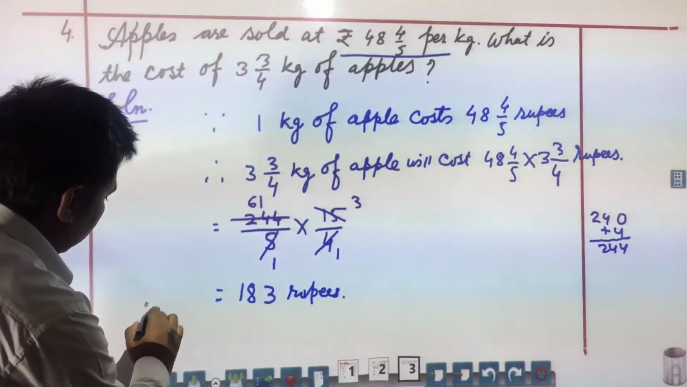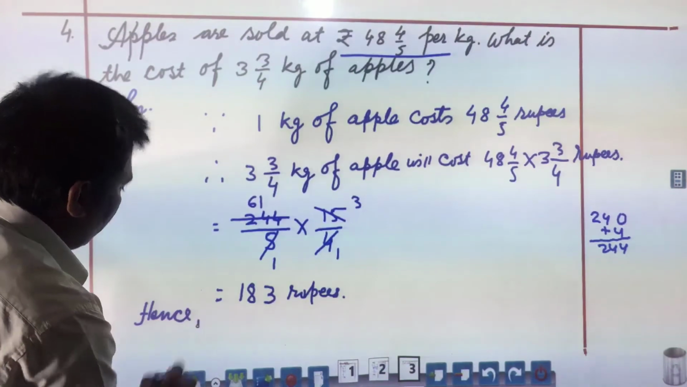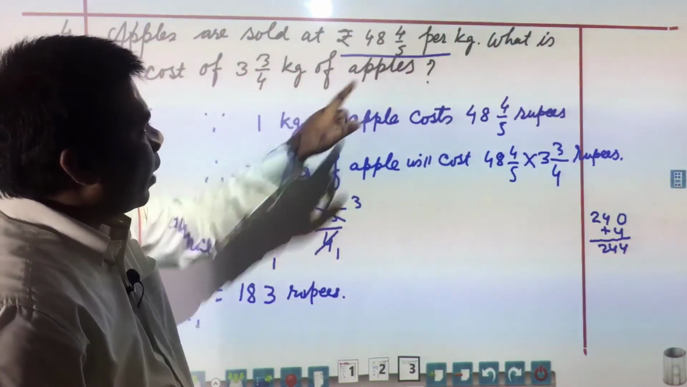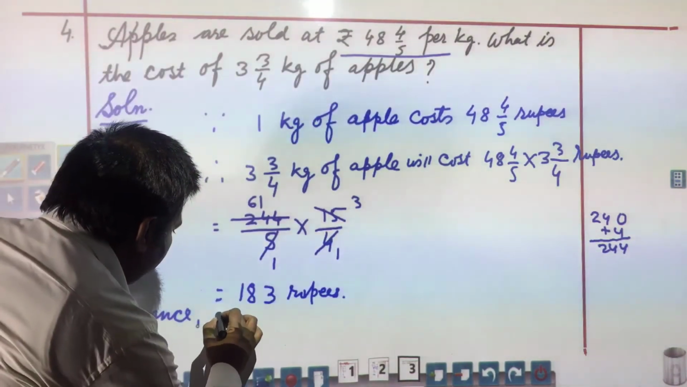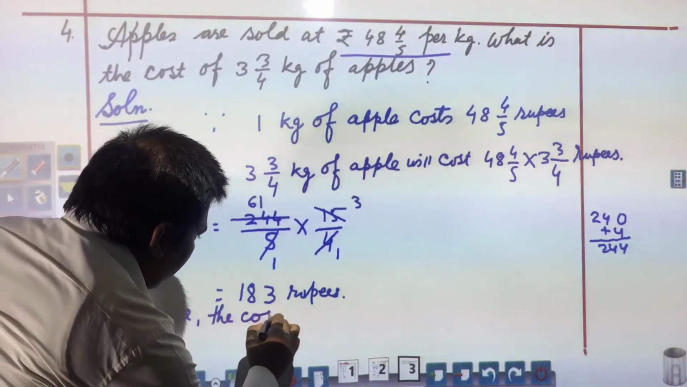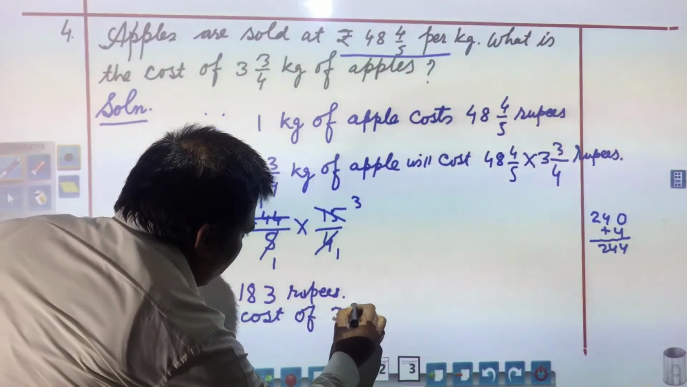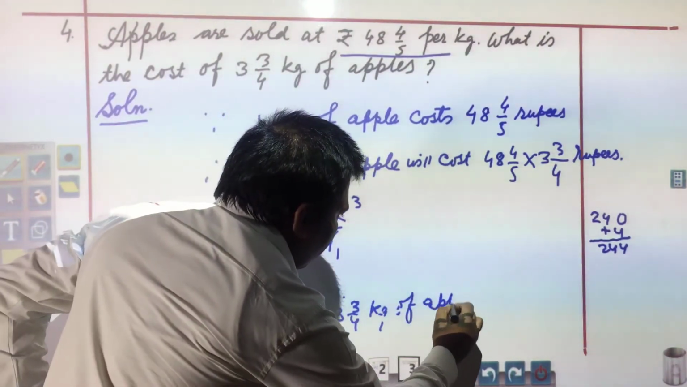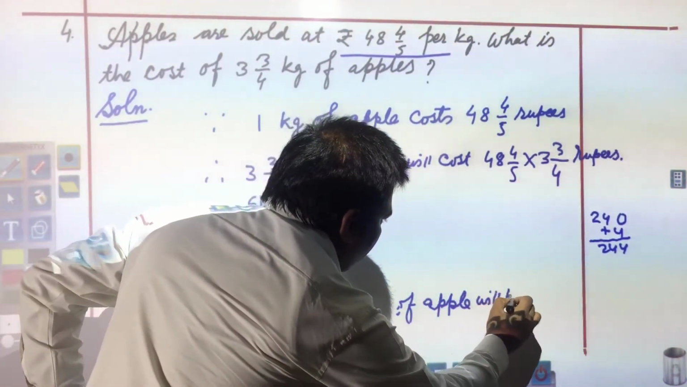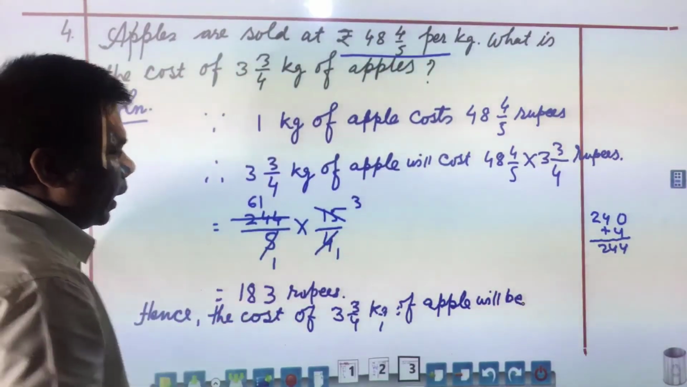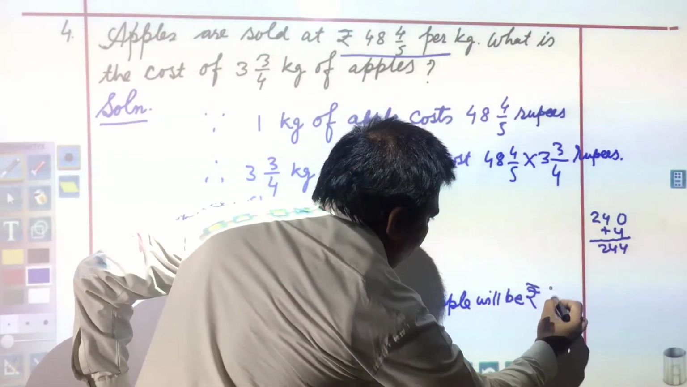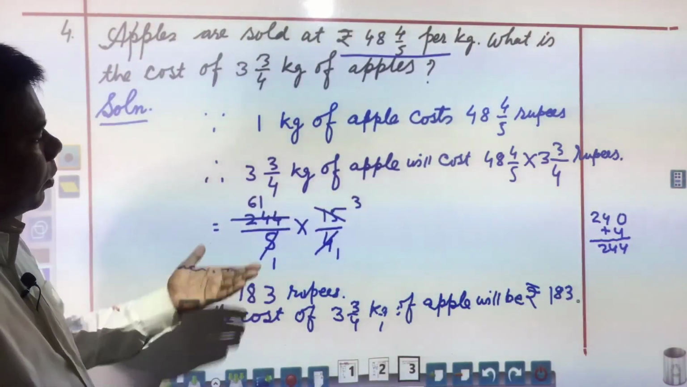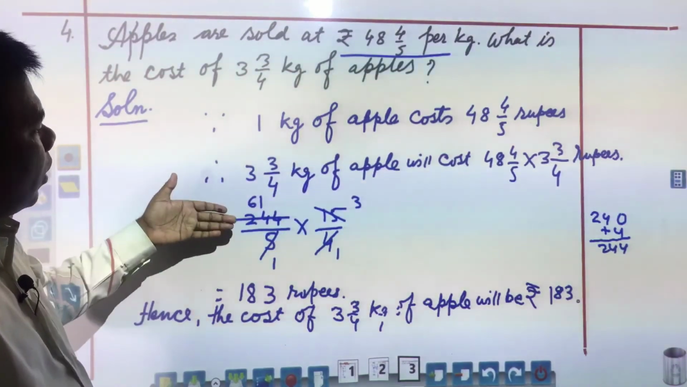So, you will write the answer, hence what you will write? What is the cost of 3 whole 3 by 4 kg of apples? The cost of 3 whole 3 by 4 kg of apple will be 183 rupees. So, rupees 183, this will be your answer. In this way this question should be solved. If similar questions are there, you can solve them this way.